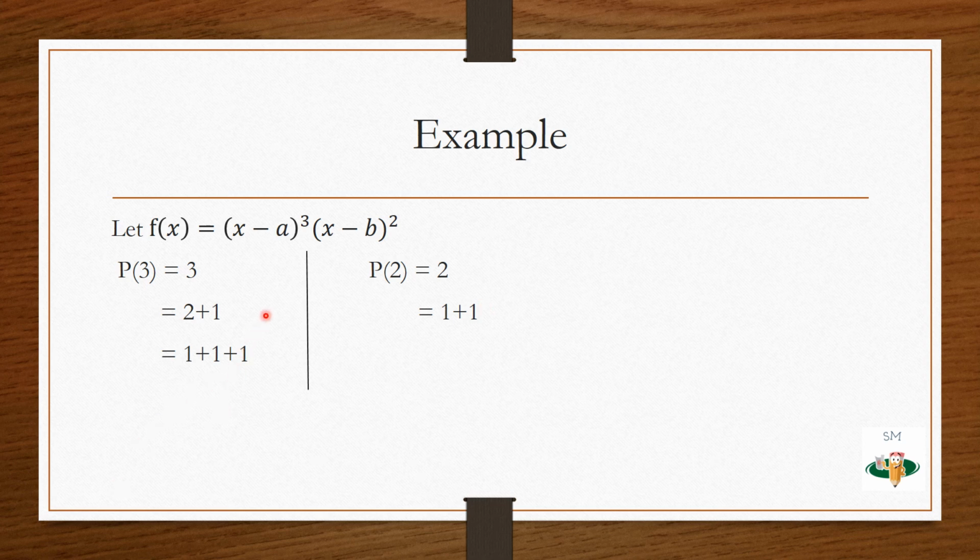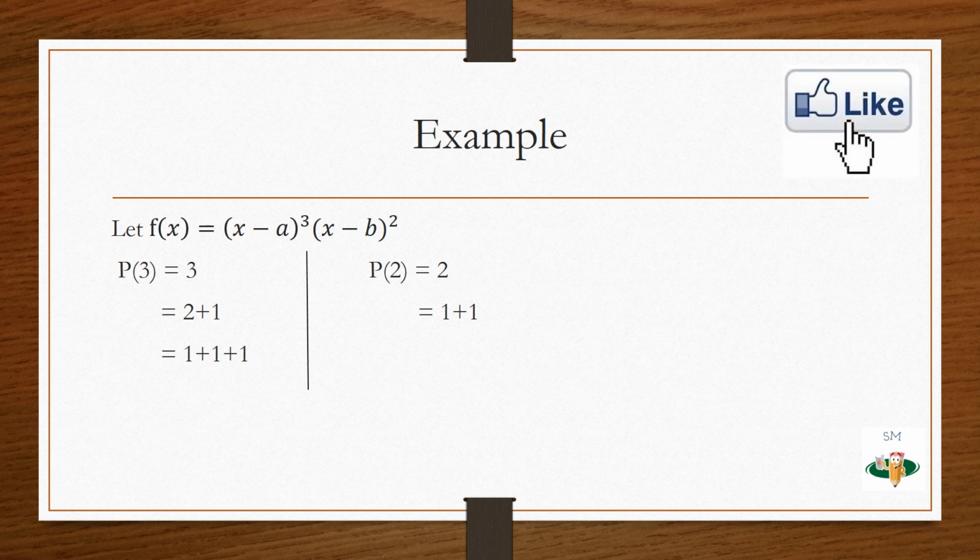Here is how: we can take P of 3 equal to 3 and P of 2 equal to 2, one case, and P of 3 equal to 3 and P of 2 equal to 1 plus 1, another case. Like that you can take 2 plus 1 and 2, 2 plus 1 and 1 plus 1, 1 plus 1 plus 1 and 2, 1 plus 1 plus 1 and 1 plus 1. So totally 6 cases are there. We'll see them one by one.